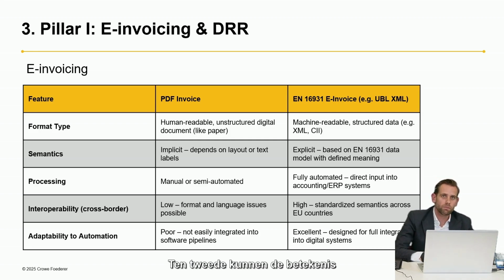Second, the meaning and structure of the invoice data, that is what we call semantics, can vary quite a bit. It depends on layout and labels used by the business or the country. After ViDA, these semantics become explicit and standardized. All invoices must follow the same data model, so the way information is structured and understood will be consistent across the board.